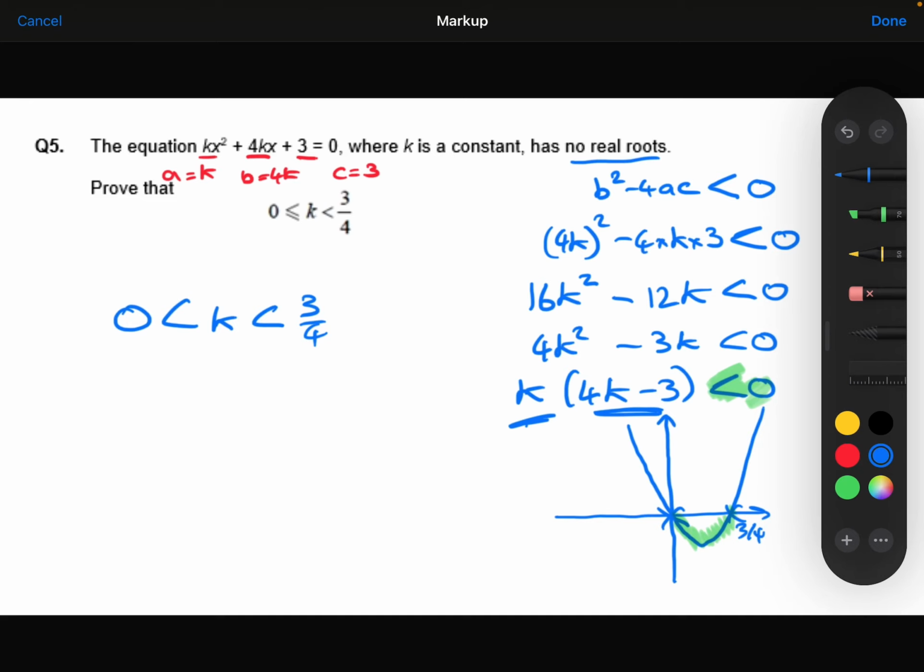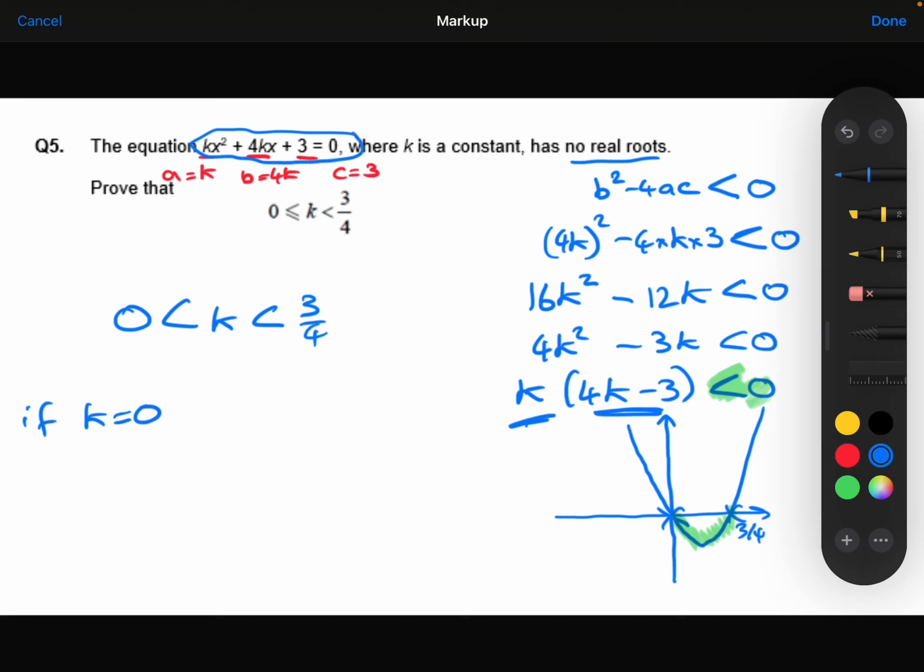There's one other thing I need to do though, just comparing my answer with what I needed to show. I need to talk about what about if k was 0. So if k were equal to 0, let's have a look at this equation.